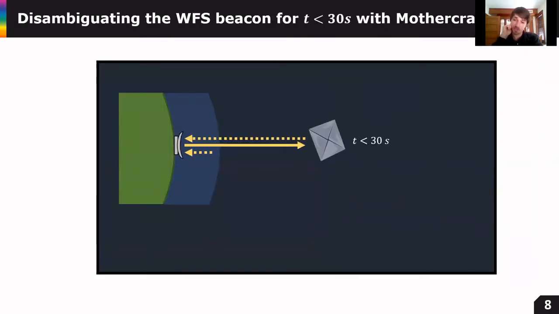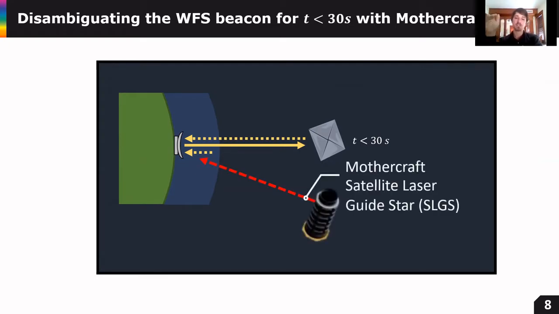The proposed solution is, because the nanocraft is being released in orbit from a mothercraft, that we can attach a laser beacon to the mothercraft during that first 30 seconds. A beacon which is a different color and can be separated from the light being scattered off of the atmosphere. This mothercraft satellite would be referred to as the satellite laser guide star and would be the method for wavefront sensing for the first 30 seconds. So it's called the satellite laser guide star, an SLGS.